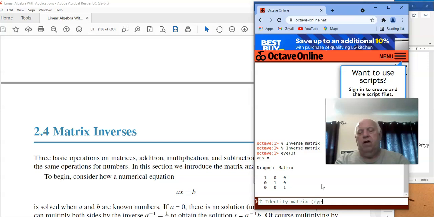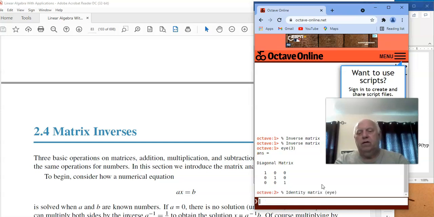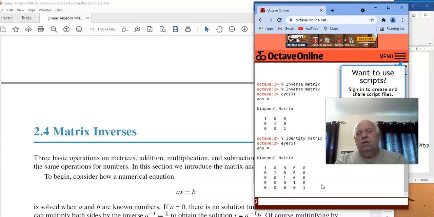And in Octave Online, you use the word I, which is kind of silly. So I5. So this is a 5 by 5 matrix. It is 1 on the diagonal, and it is 0 elsewhere. So that is a special matrix. That's called the identity matrix.